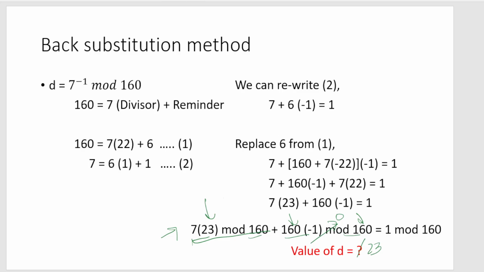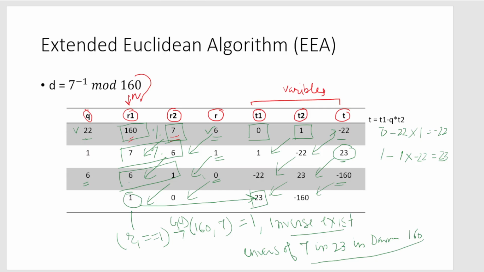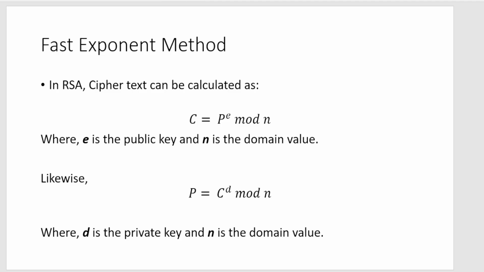So we have in both the cases, like back substitution or with the extended Euclidean algorithm, we have seen both the ways. We have seen that the value of D is coming to be 23. Okay, now coming to the fast exponent method.